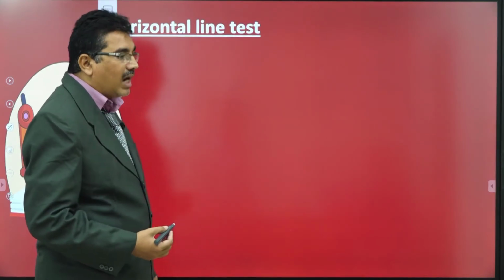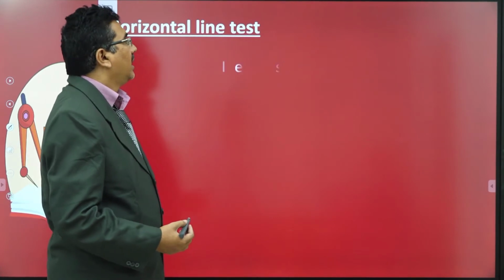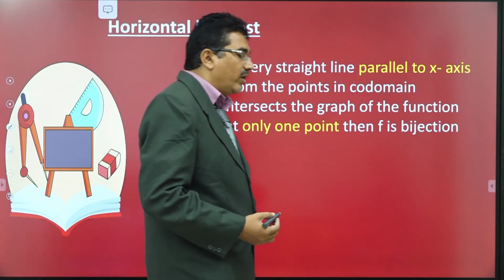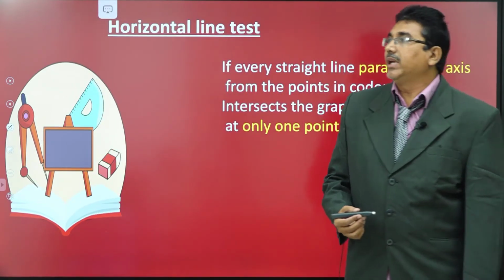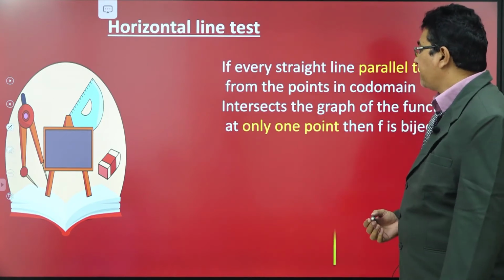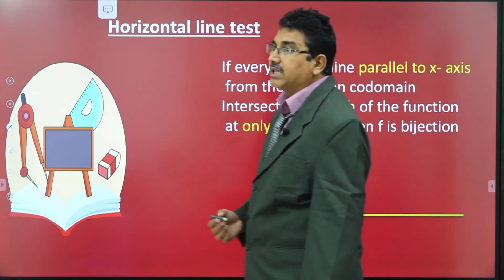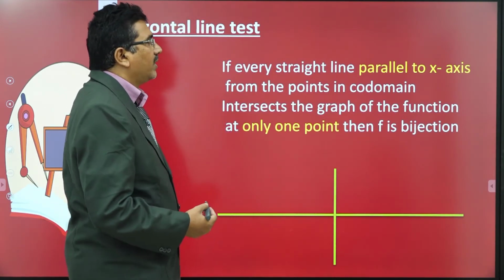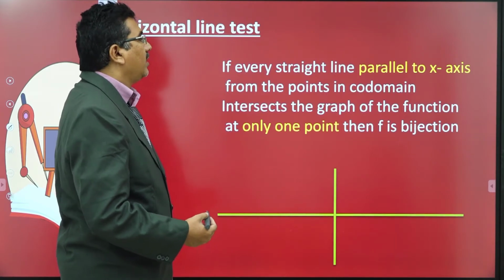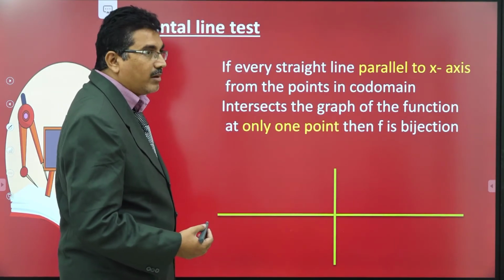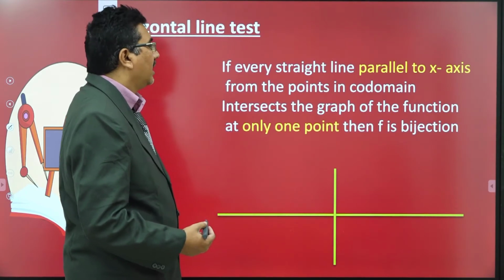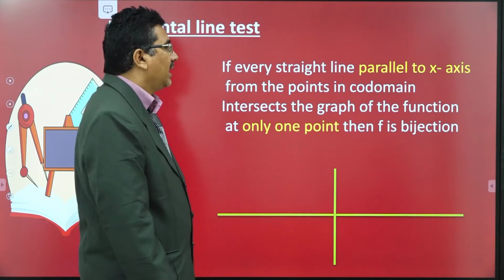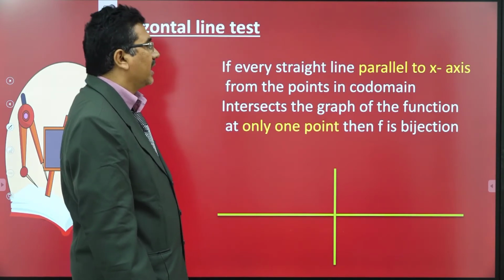Now, horizontal line test. Given a function, by verifying whether it is 1-1 or onto using the horizontal line test, we can say whether the function is bijective or not. If every straight line parallel to the x-axis from the points in the codomain intersects the graph of the function at only one point, then f is a bijection.